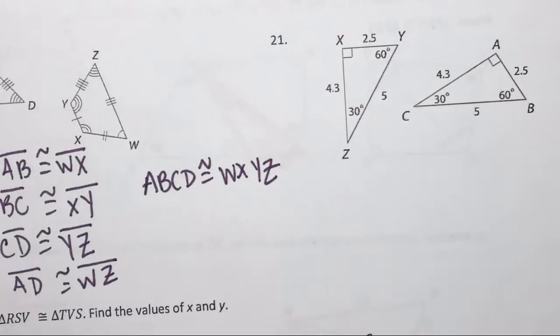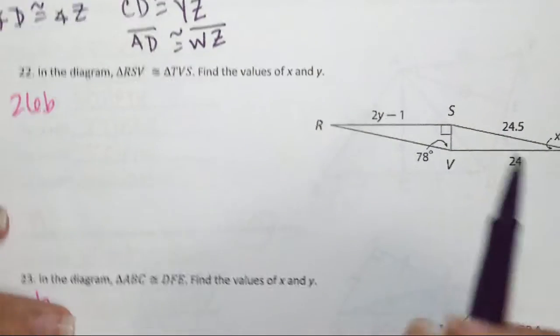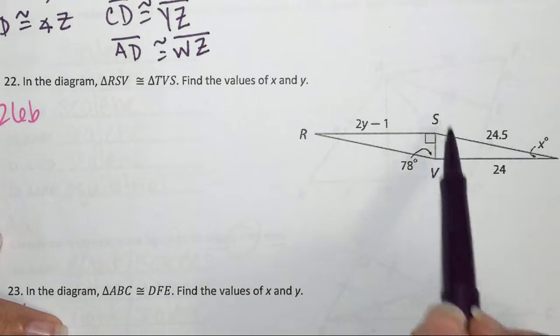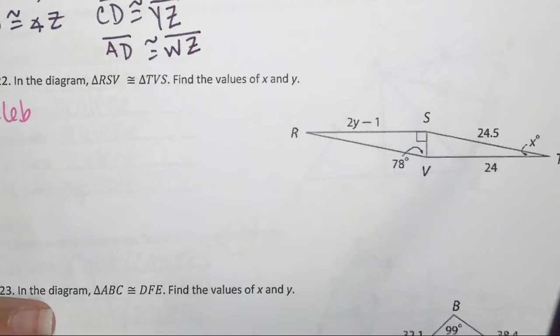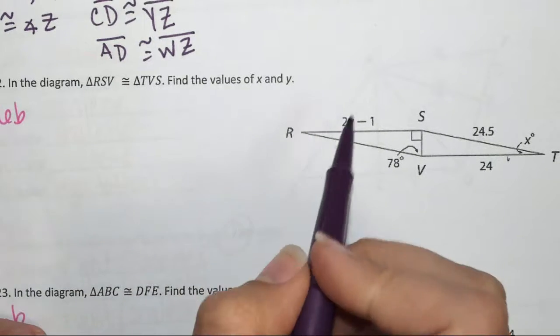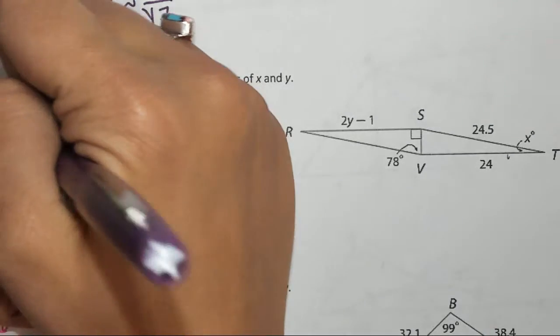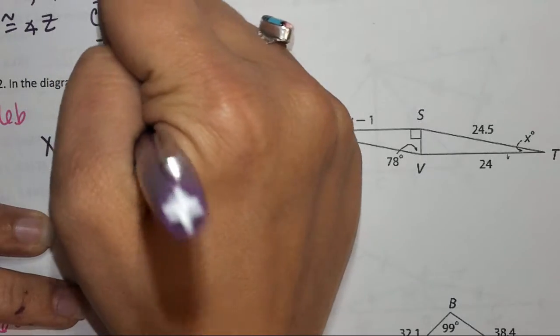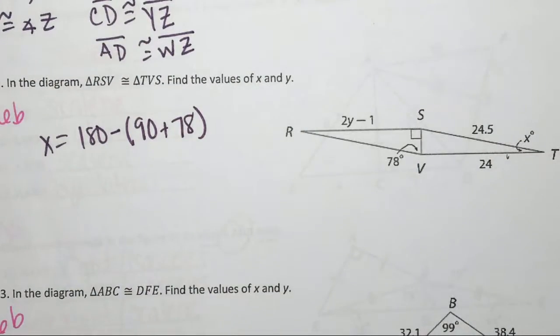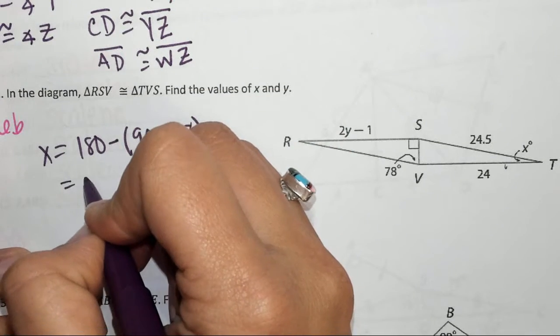Okay, so now you need to be able to do 21 without me. Are you guys ready? Let's look at 22. It says the triangle RSV is congruent to TVS, yes? So we need to find X and Y. What would X be congruent to? To R, right? How do we know what R is? Because 78, 90. So you would do 180 minus 90 plus 78 to get X. What's 90 plus 78? 168. And what's 180 minus 168? 12.